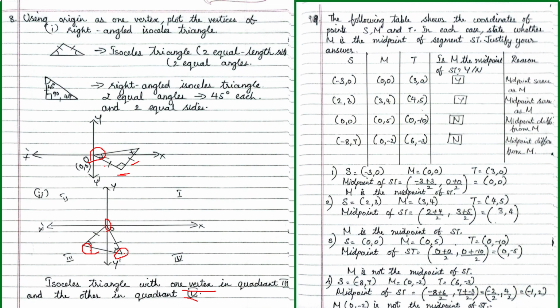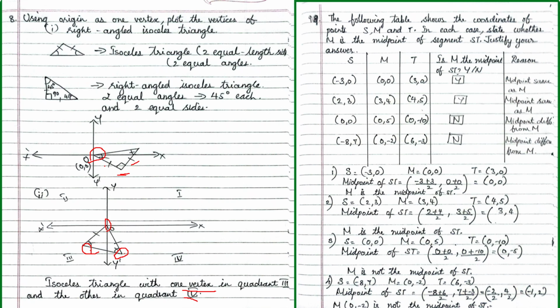Let's move on to question number 9. The following table shows the coordinates of points S, M and T. We need to find out whether M is the midpoint of the segment ST, and we need to justify if it is the midpoint or why it cannot be the midpoint of the segment ST.